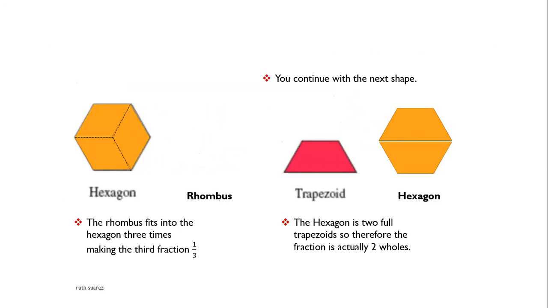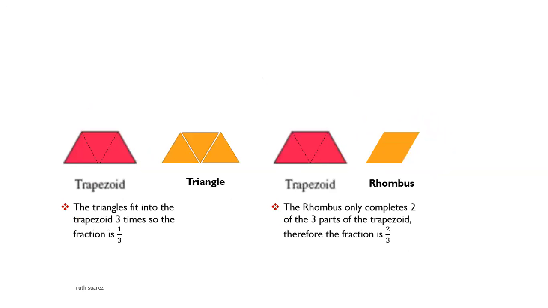Next one, it's the trapezoid. As you can see, we continue with the next shape, which is the trapezoid. So the hexagon is 2 full trapezoids. So therefore, the fraction is actually 2 wholes. As you can see, that one fits in there, and then it fits again. I can twist it around, but you can see that both of those shapes are the exact same.